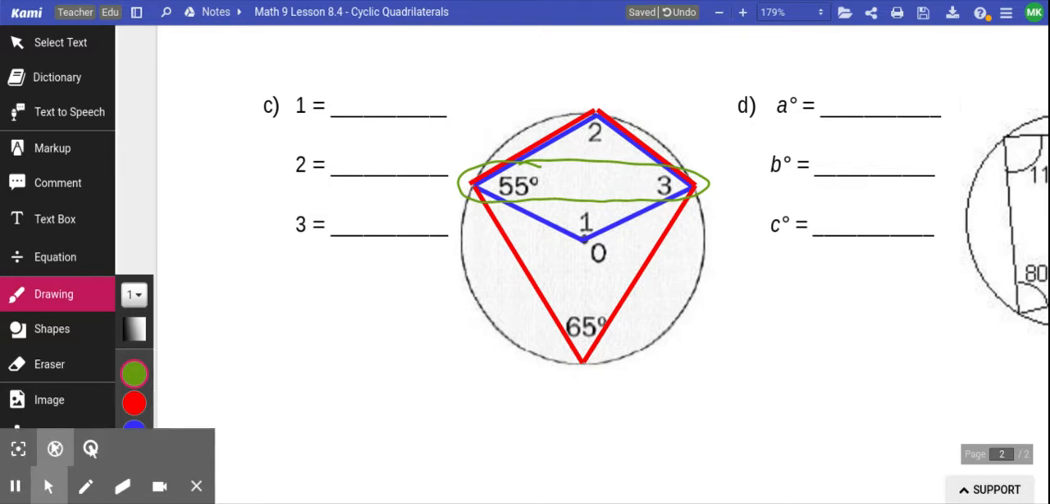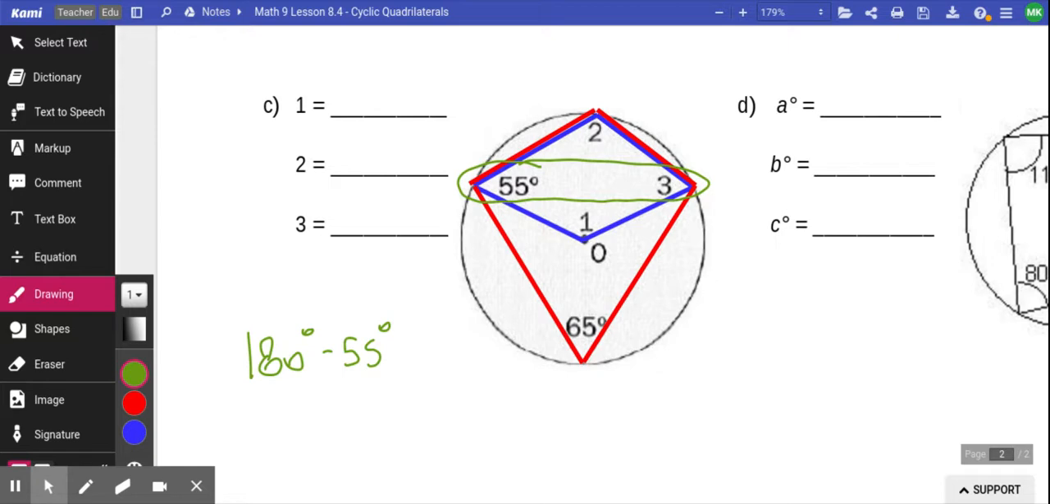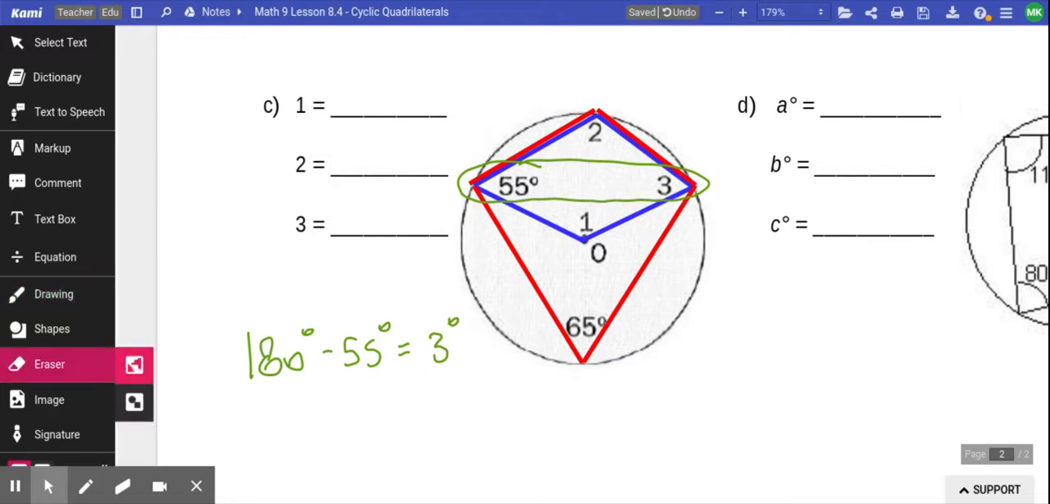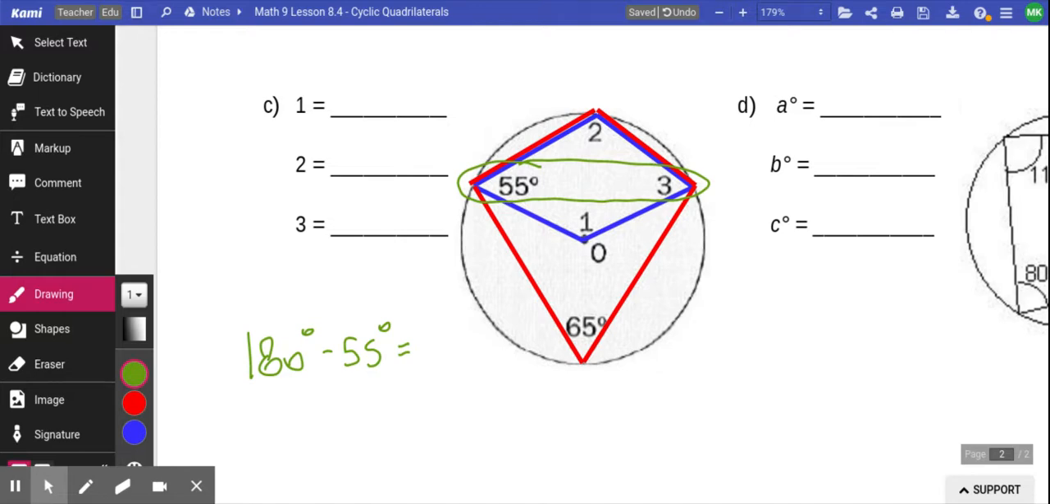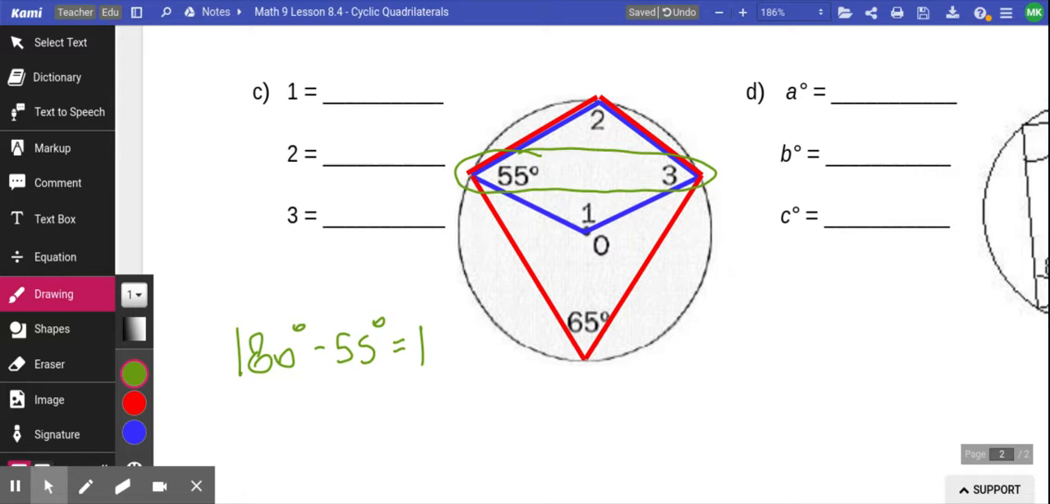Now, when people do that and they're like, okay, so if I do 180 and I subtract 55, you might not want to write this down, just for the record. That tells me that angle 3, I shouldn't call that angle 3. That means that angle number 3 over there should equal 180 minus 55, which equals 125 degrees.